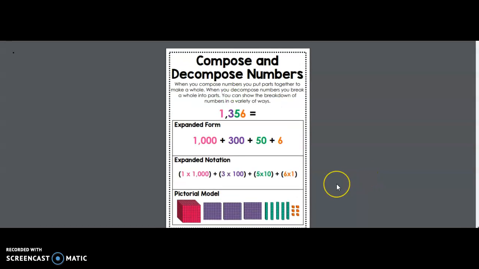Okay, so we're going to be using composing and decomposing numbers in the continuation of this lesson.